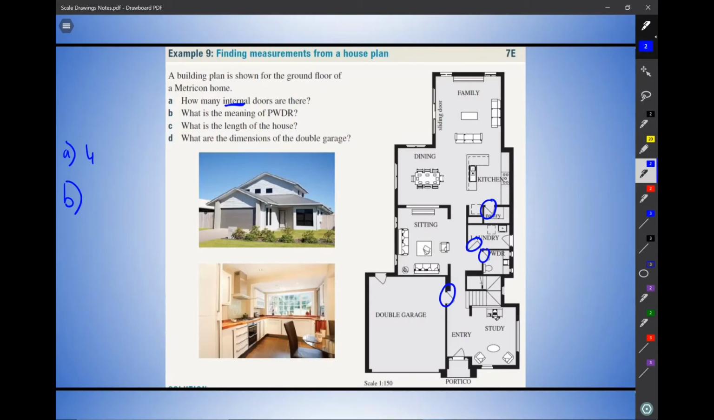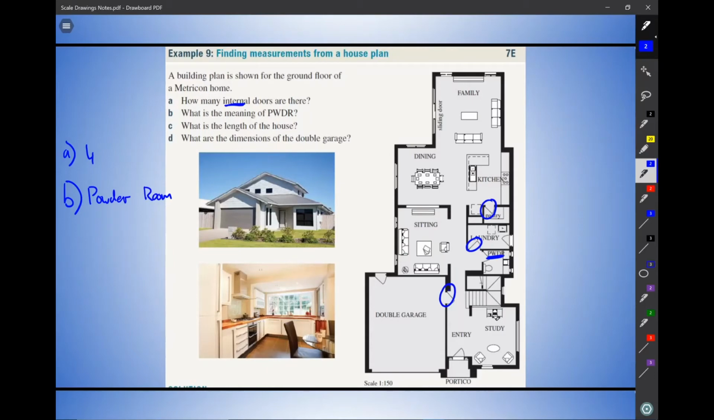Sometimes you'll see abbreviations on the plan. PWDR, in this case, that abbreviation means powder room. I don't expect you to know that off the top of my head. The only reason I know that is because before I became a teacher, I worked as a carpenter. The powder room is basically, sometimes you'll see a room in a house that's basically just a toilet and a basin. That is a powder room.